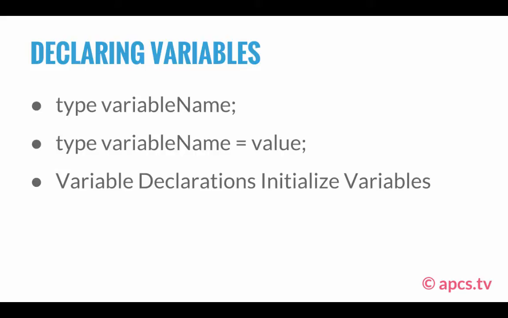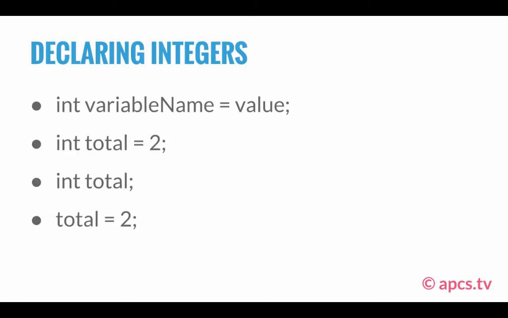So with the first type of declaration, without the equals and value, you could give the variable a value later in the program. And in the second example, where you're saying equals value, you're giving the variable a value from the get-go. And these variable declarations initialize or create variables. So let's start off by declaring integers.